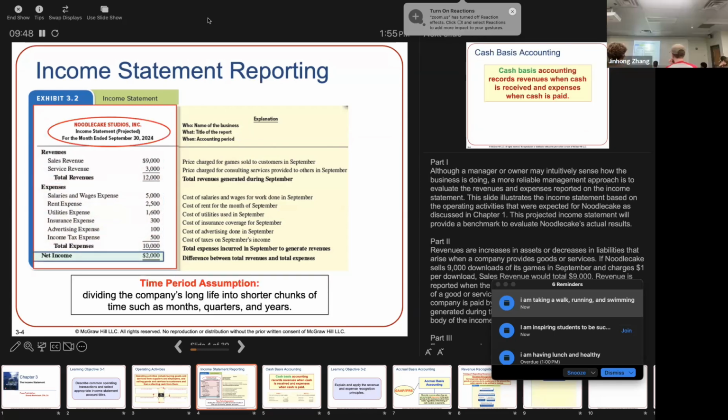So here, make sure to be professional when you prepare the report. Always put the title, the name of the company, and then the title of the statement, income statement. And then for the months of, so make it the time, okay? So make it specific, be professional.